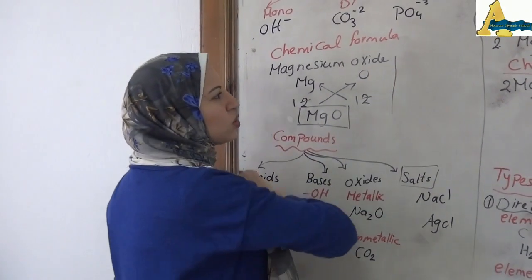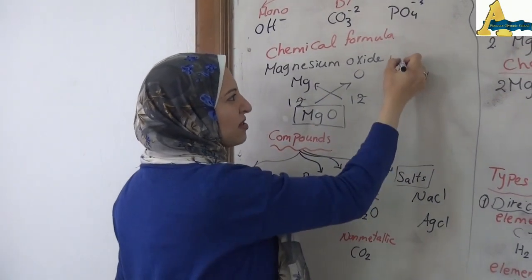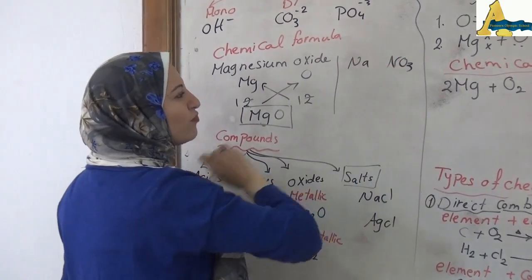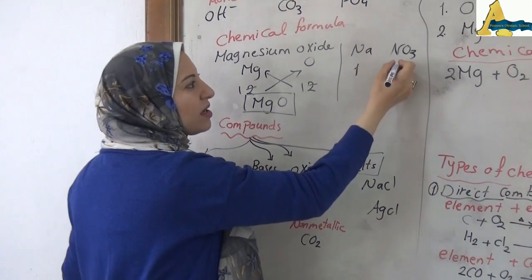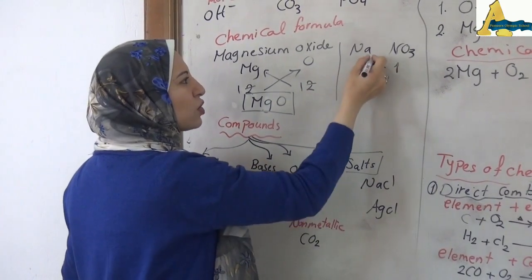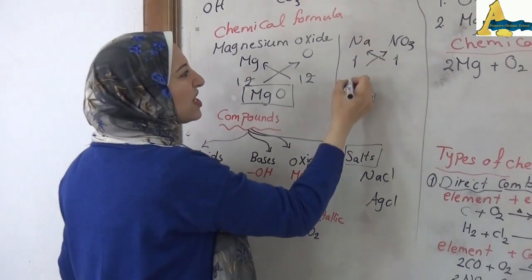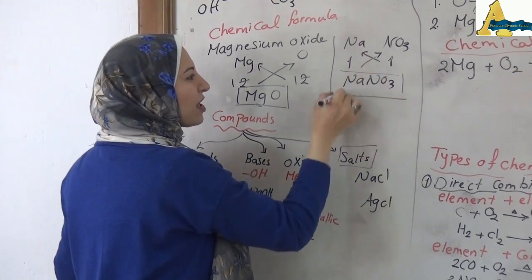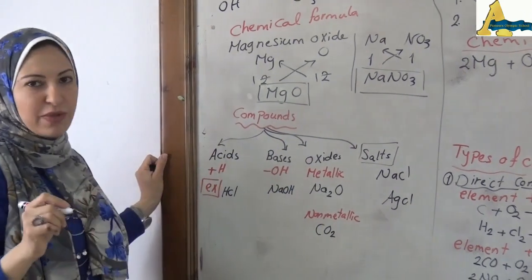So if I say sodium nitrate, the symbol of sodium is Na, nitrate is NO3. Sodium is 1, nitrate is 1, monovalent, so crisscross or exchange them, so it will be NaNO3. How to write the chemical formula? We took a lot of examples for them.